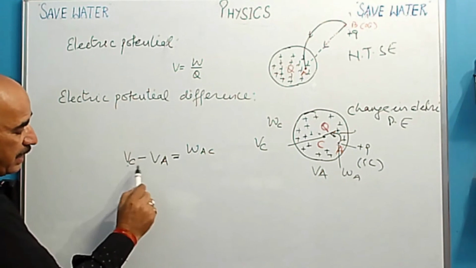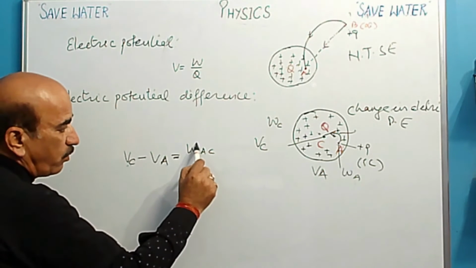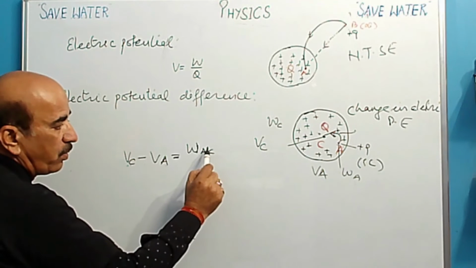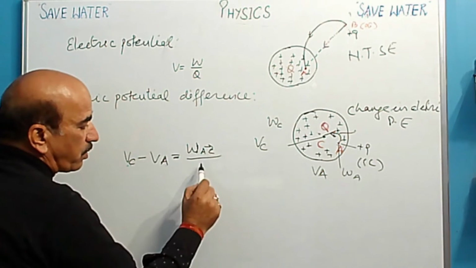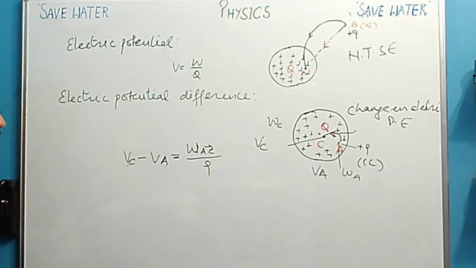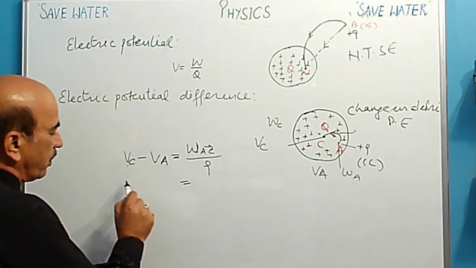Here you have to see the difference. Potential difference C minus A, and here work is done to move a charge from A to C. किसको move कर रहे हैं? Charge को. This is Q. Any problem here? I'm sure no. And we can write this in this form also.